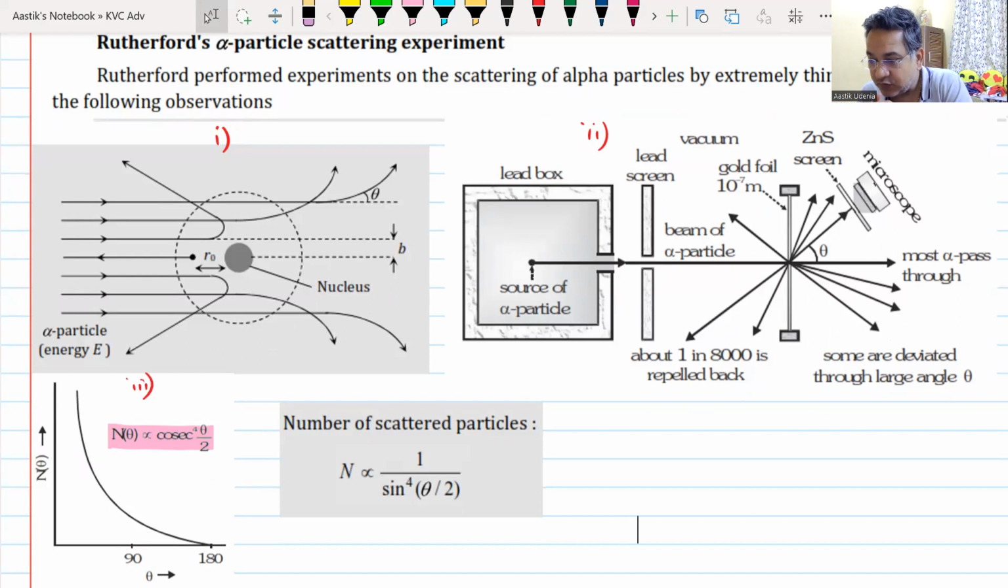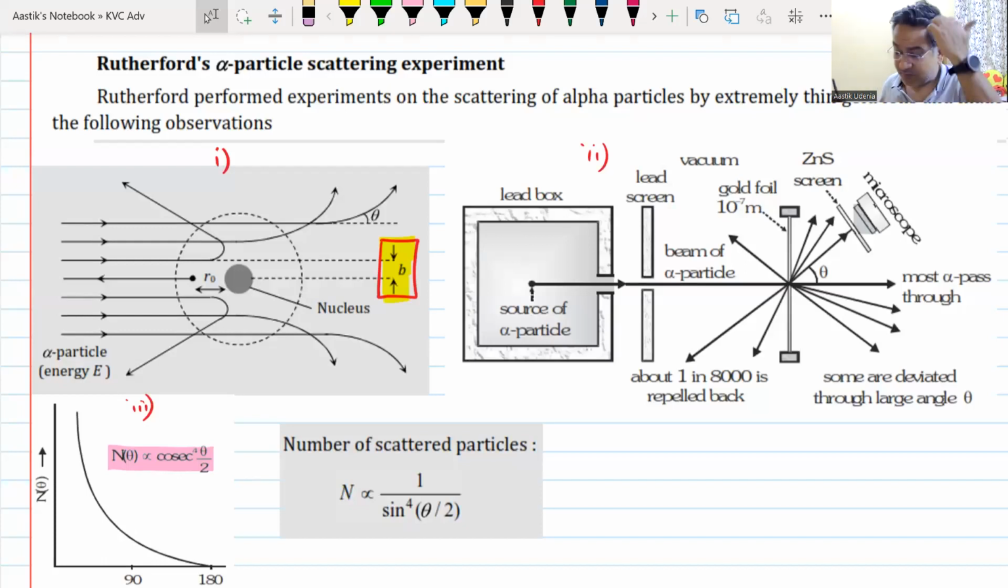Yes, sir. Okay. You also need to understand this point, which is known as the impact parameter B. Do you see this B? Yes, sir. This B is known as the impact parameter. So remember this. I'll give you 2 minutes to note this down.